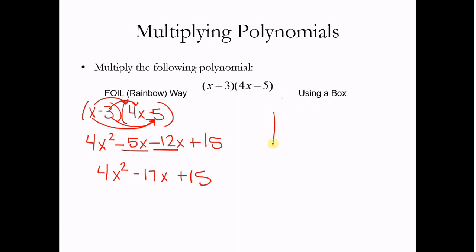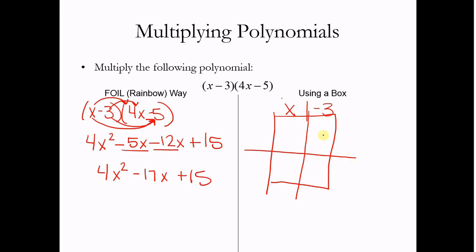So I'm going to draw myself my box here. I'm going to put x and a negative 3 at the top there. And then on the side here, I'm going to put 4x and a negative 5 here. So I'm going to go 4x times x to fill in this box. It's going to give me 4x squared.